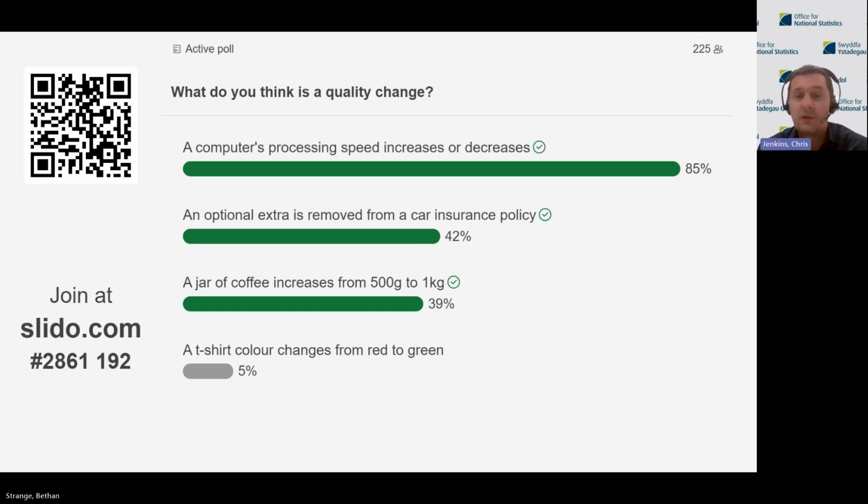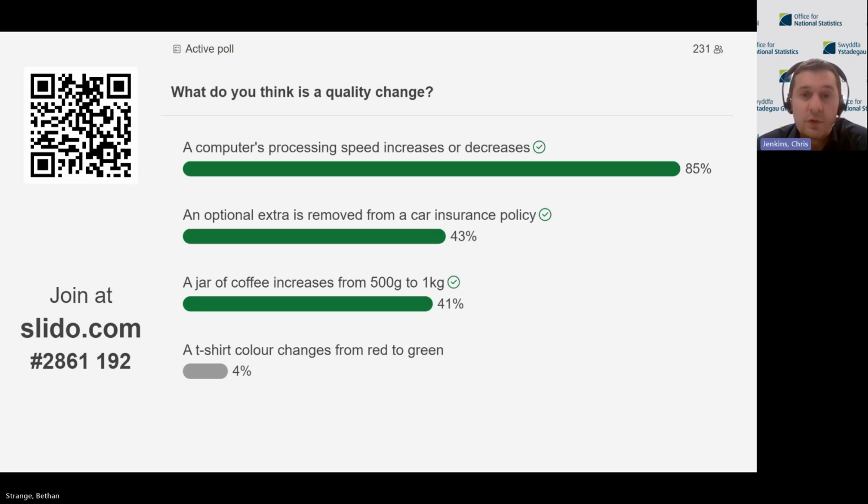Likewise, a jar of coffee increasing from 500 grams to 1 kilogram is a change in quality because you would see a change in price that's connected to the change in size. So we wouldn't want to reflect that in the index. We would want to strip out that change in quality.